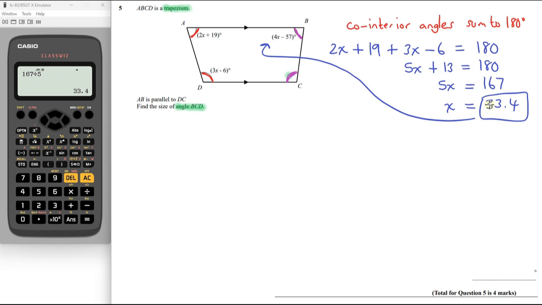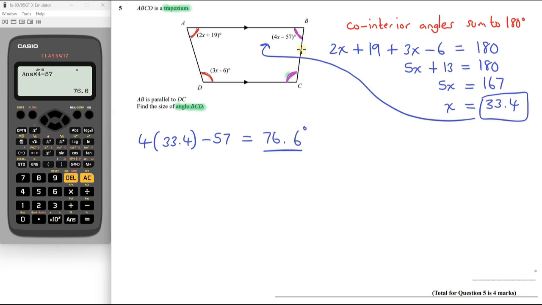So if I substitute this value for x into this expression, that gives me 4 times 33.4 minus 57. So what does that give us? So we've got 33.4 times by 4 minus 57. And if I convert that to a decimal, I get 76.6, and that is in degrees. So that is this angle.